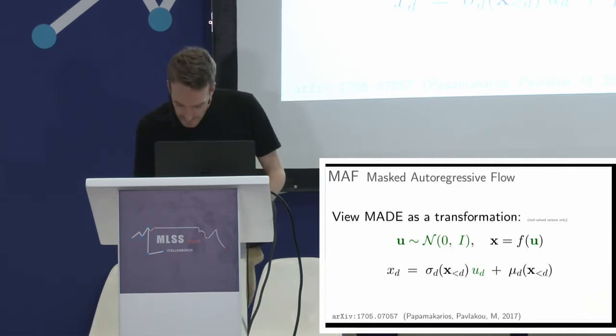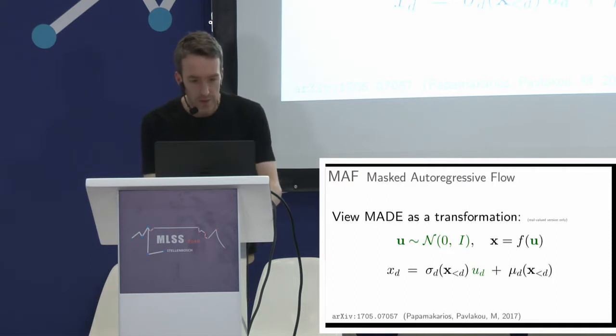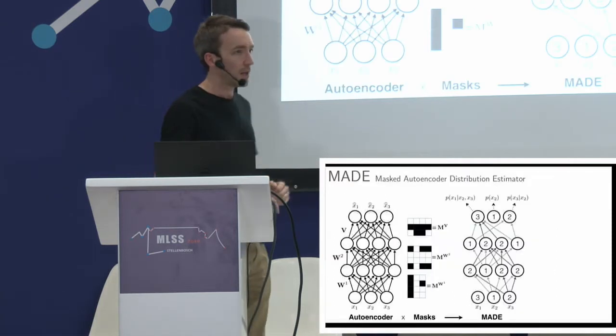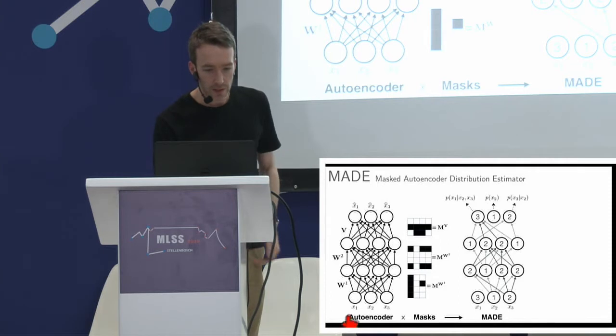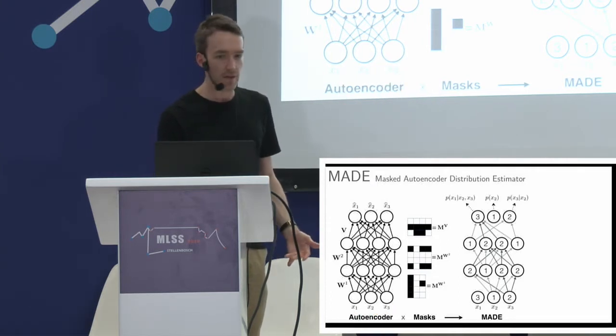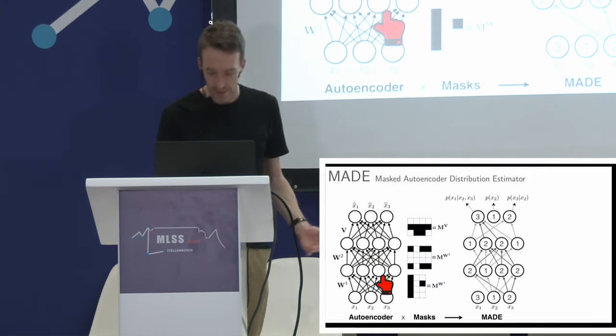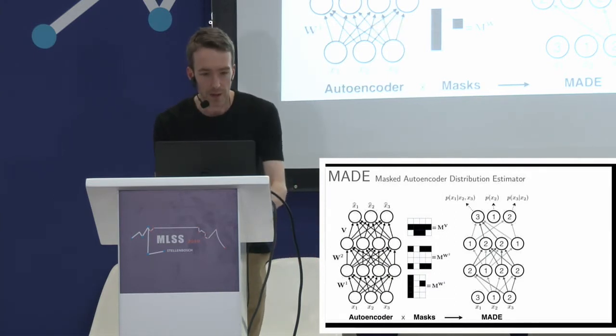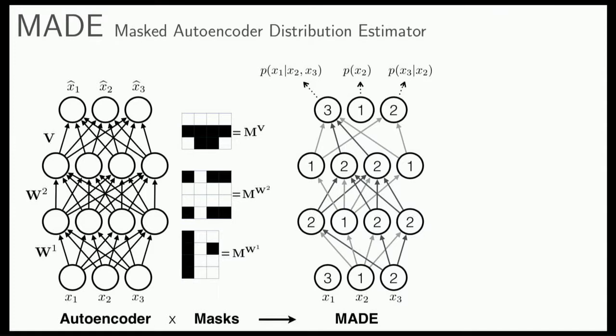So MADE, which was this thing, looked like an autoencoder, and I didn't put in the bottom here noise, I put in the actual image, right? So how on earth is this a flow? I'm doing something totally different. And I was sort of, okay, this might take a while.